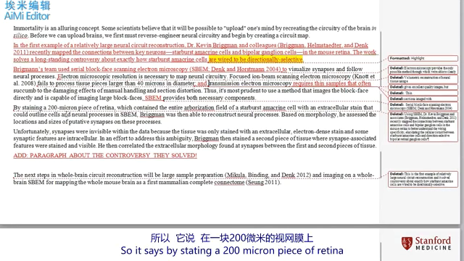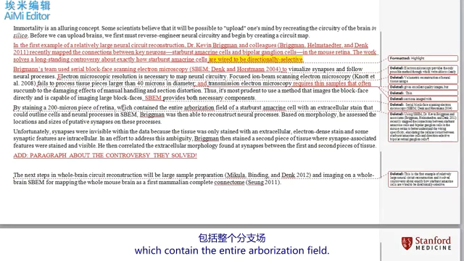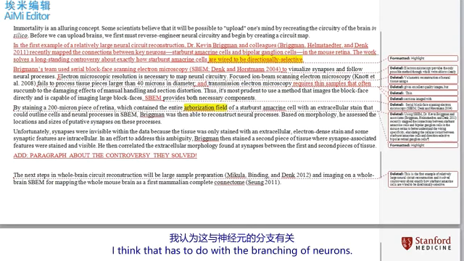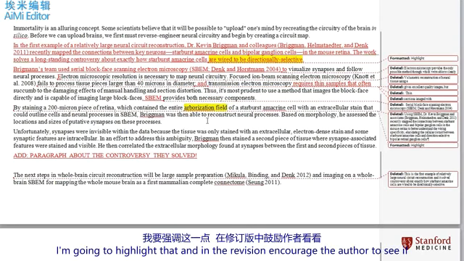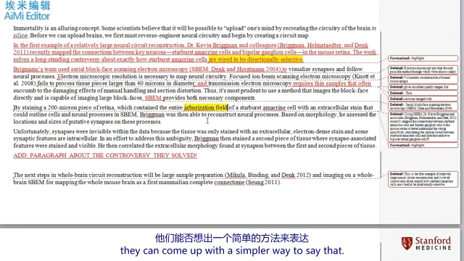So it says, by staining a 200 micron piece of retina, which contained the entire arborization field, that's a little jargony right there. I think that has to do with the branching of neurons. I'm going to highlight that and in the revision encourage the author to see if they can come up with a simpler way to say that.